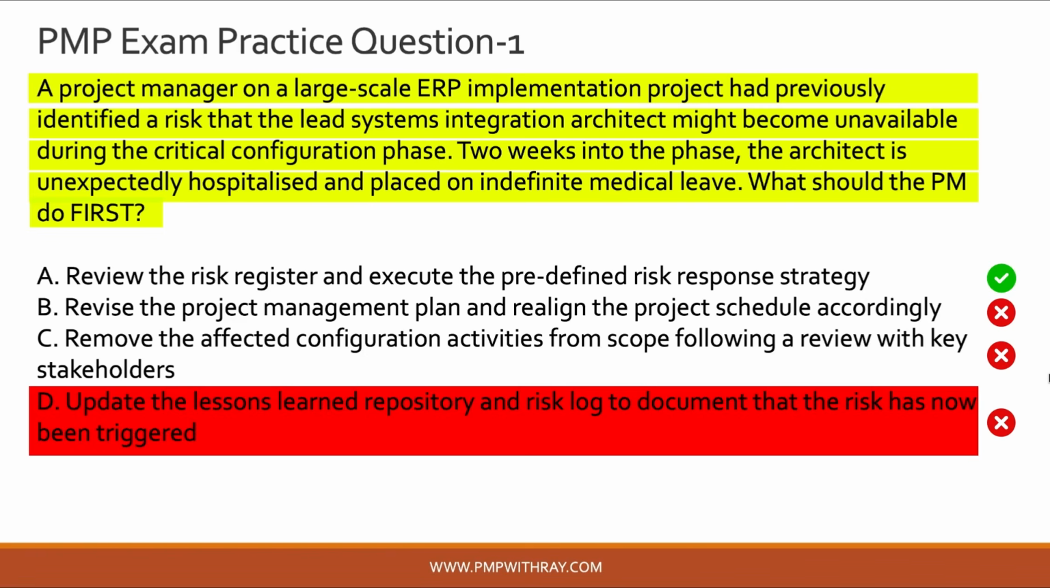And the PMBOK is really very clear on this as well, okay? Because it mentions that when a risk event occurs, the first action is to implement the planned risk response after reviewing the risk register, okay? So everything else, which is, let's say, schedule updates, stakeholder conversations, lessons learned updates, documentation follows from there, okay? So the correct answer to this question is option A.